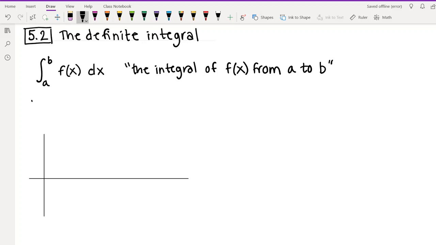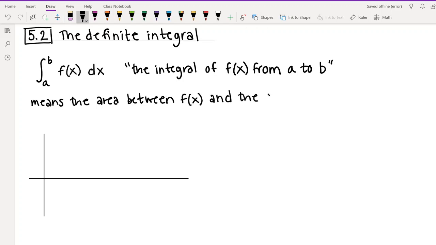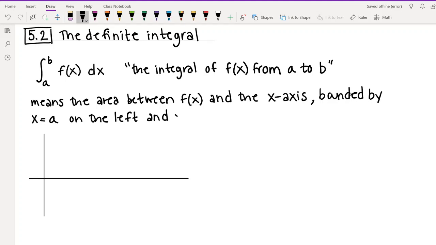So this means the area between f of x and the x-axis bounded by x is equal to a on the left and x is equal to b on the right.